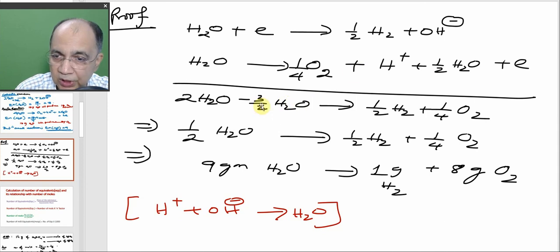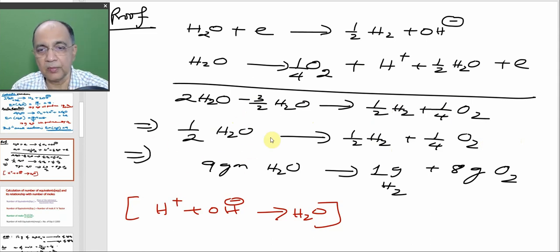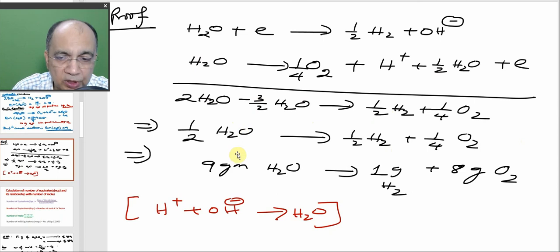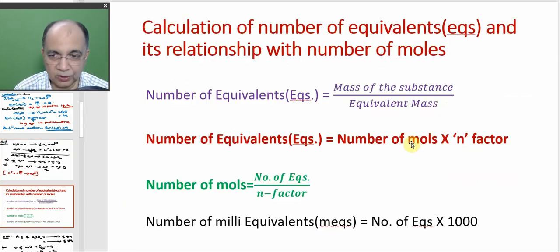So this is 3 by 2 water, coming to the left side being minus. So half H2 plus 1 by 4 O2. So half water gives half H2 and 1 by 4 O2. So definitely half water is nothing but half mole of water, which is 9 gram, and half mole of hydrogen is 1 gram. 1 by 4 mole of oxygen is 8 gram. So 9 gram is the equivalent mass, because this is the equivalent mass of hydrogen, this is the equivalent mass of oxygen, and this is the equivalent mass of water. So that we have proved once again.